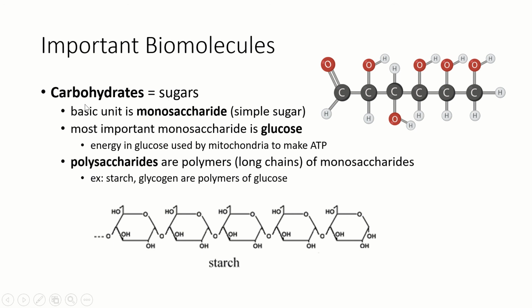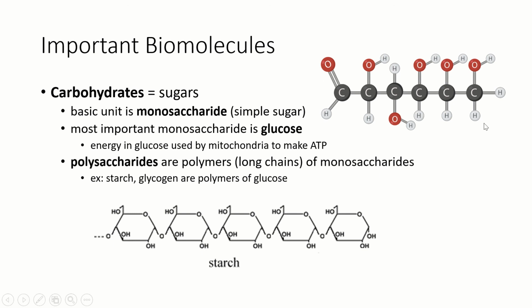Carbohydrates are sugars. All carbohydrates are sugars. All sugars are carbohydrates. It's a synonym. The basic unit of sugar is a monosaccharide. That means a simple sugar, just one single molecule of sugar, mostly carbon with hydrogen and oxygen. And most sugars that are biologically important have either 5 or 6 carbons. However many carbons they have, the same number of oxygens and twice that number of hydrogens. So they all have the same basic pattern.